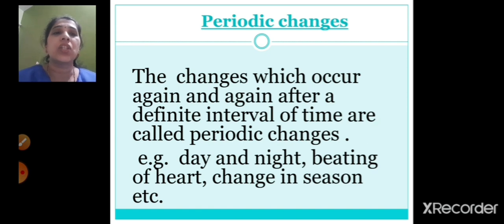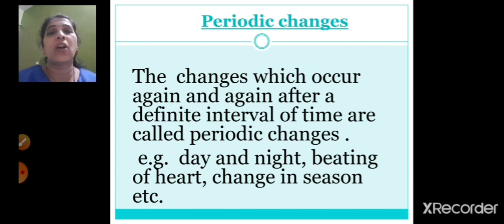The changes which occur again and again after a definite interval of time are called periodic changes. So periodic changes occur again and again at a required time. There will be a particular time and they will come again and again. For example, day and night. Every day there is day, then night comes, then next day again day starts, again night comes. So it is happening again and again at a particular interval of time.